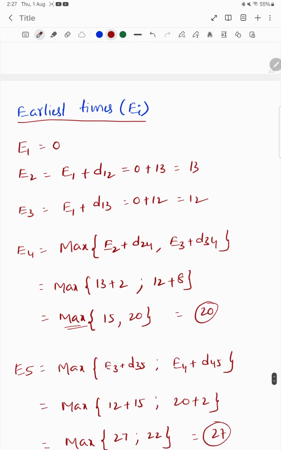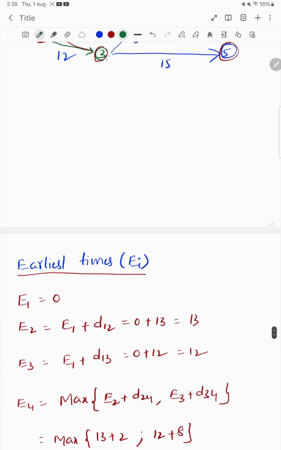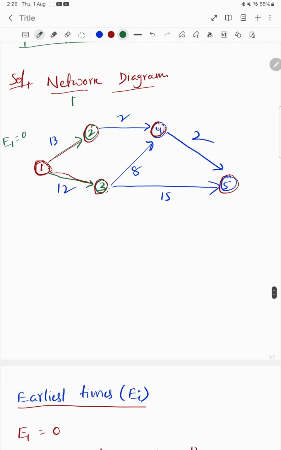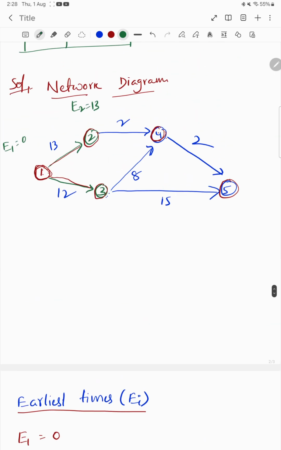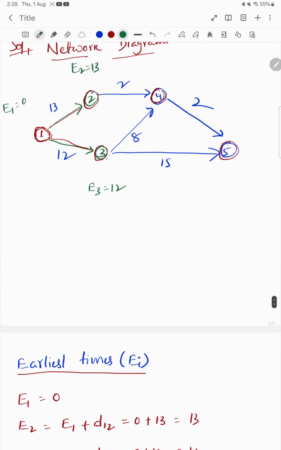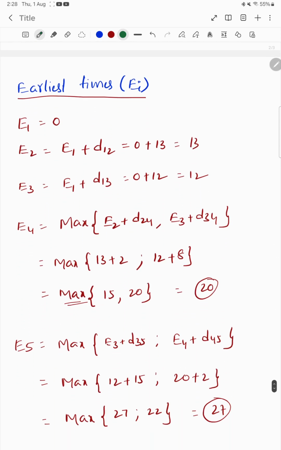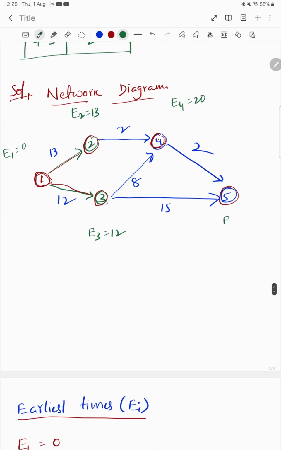Okay, so we have got all the earliest times. Let's place the earliest times like this. E1 is equal to 0 and E2 is equivalent to 13. Similarly, E3 is equal to 12. Next, E4 is equivalent to 20. And last, E5 is equal to 27. So these are the earliest times.